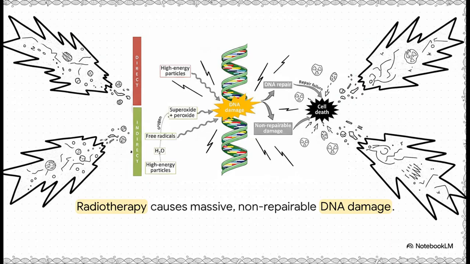Take radiotherapy, for example. High-energy particles are deliberately fired at the cell to cause massive, non-repairable DNA damage. Now, because the cancer cell has likely lost its p53 repair mechanisms in its rush to grow so fast, it just cannot fix this sudden onslaught. Its own broken repair system causes a catastrophic cellular failure. We are literally using its biological recklessness as a weapon to destroy it.